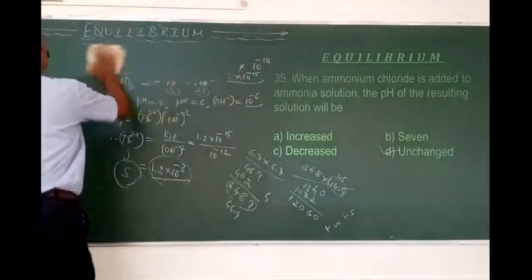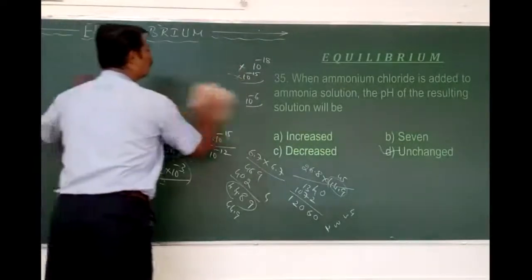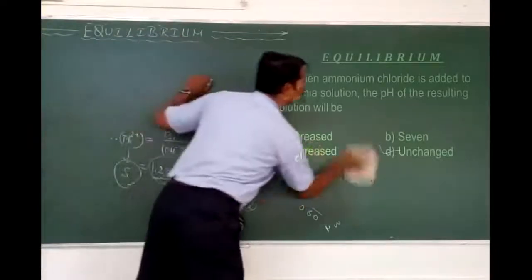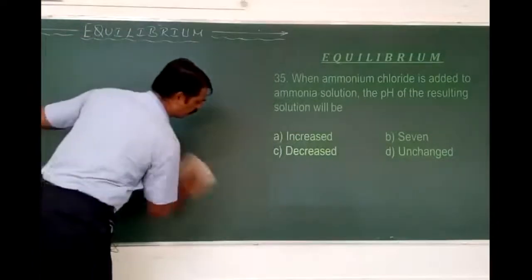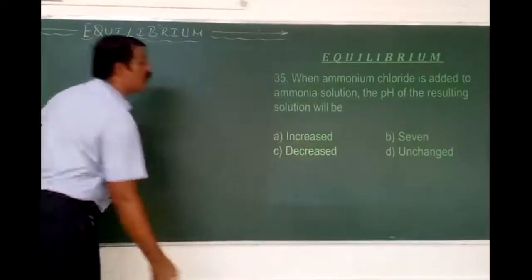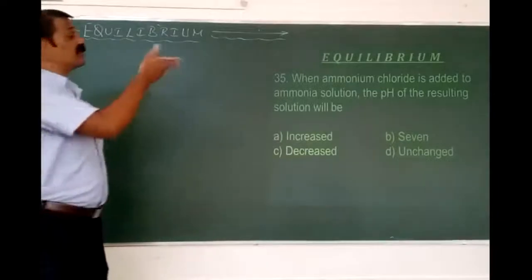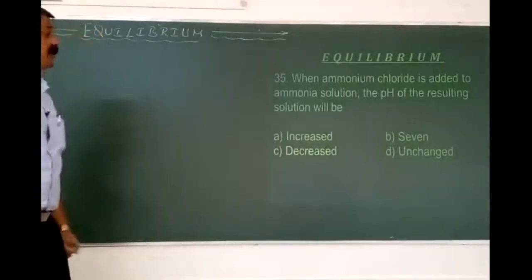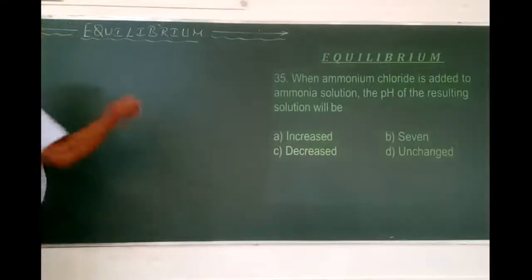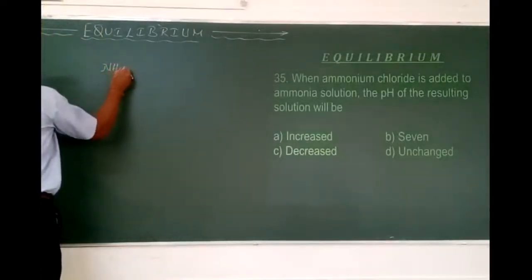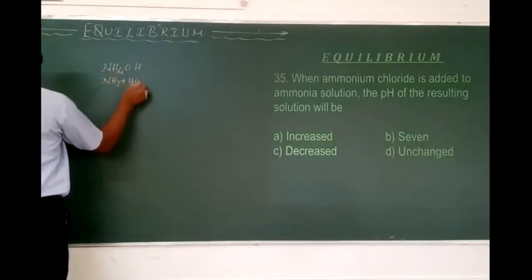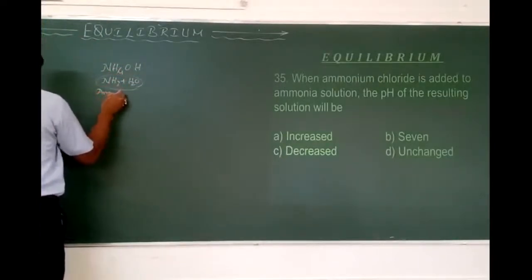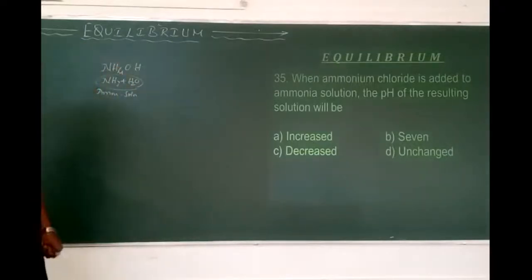When ammonium chloride is added to which solution? The ammonia solution. What is ammonia solution actually called? Ammonium hydroxide. Ammonium hydroxide itself is called as what? Ammonia solution. What is the pH of the resulting solution? NH4OH is NH3 plus H2O. This is called what solution? Ammonia solution. How is it obtained? Just by adding the water.